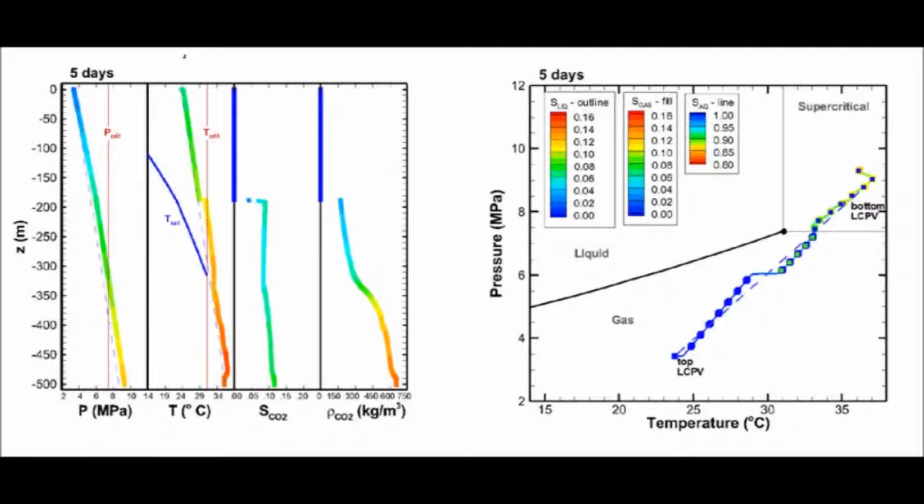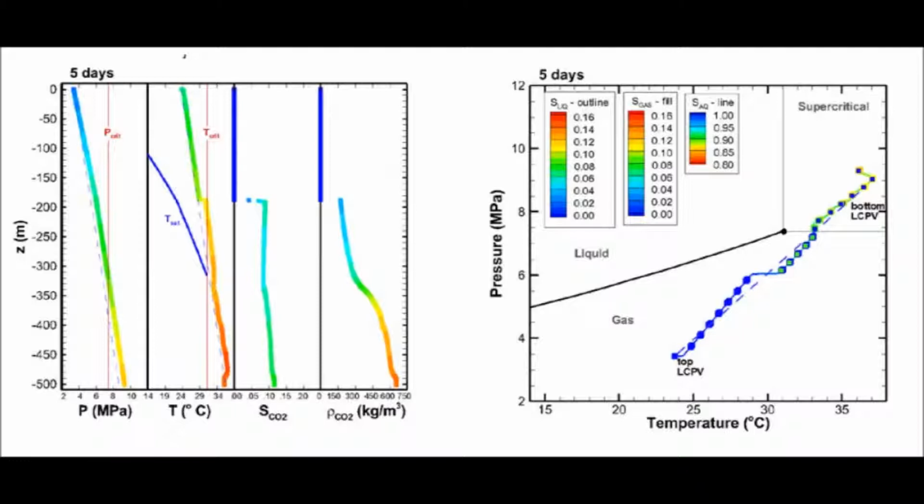The string of symbols represents the pressure and temperature in the column. The lower left-hand end of the string of symbols represents the top of the column, low pressure and temperature, while the upper end of the string of symbols represents the bottom of the column, high pressure and temperature. There's a lot of information in these symbols. The outline color represents the CO2 liquid or supercritical saturation. The fill color represents the CO2 gas saturation, and the line connecting the symbols represents the aqueous phase saturation.